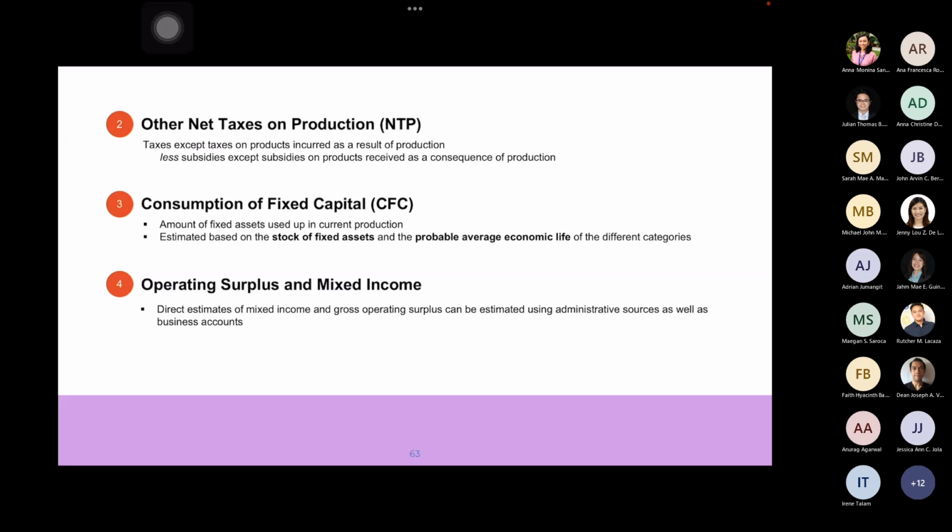So given the components of the use table, I'll turn it over now to Monina to discuss the identities in the supply and use table as well as the benefits in compiling the SUT.